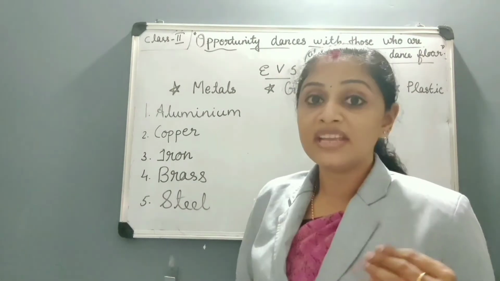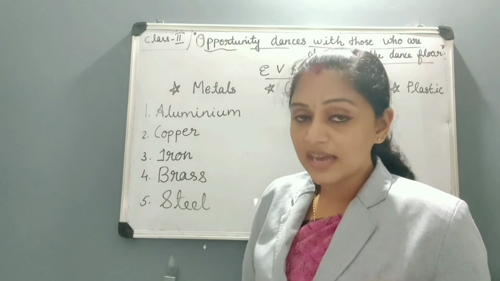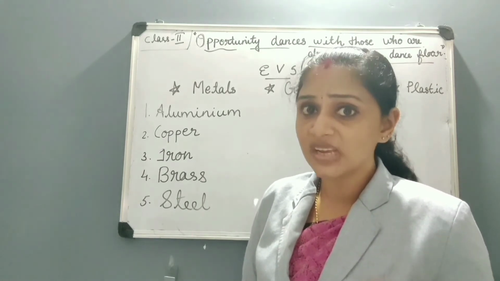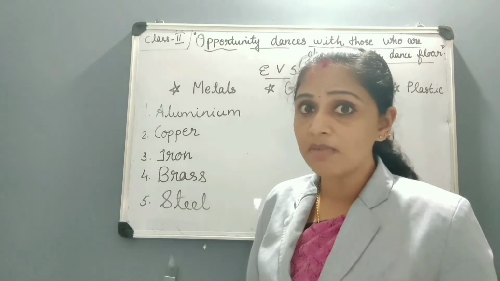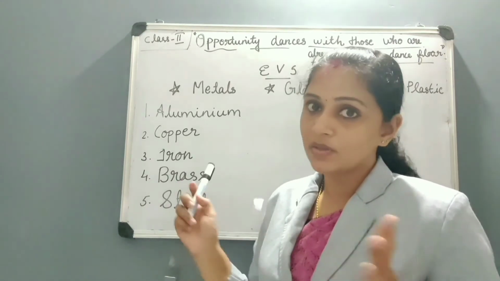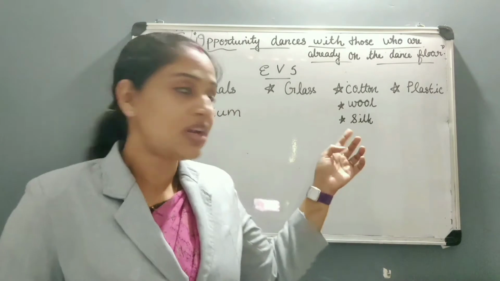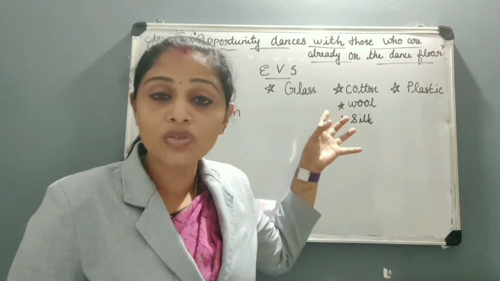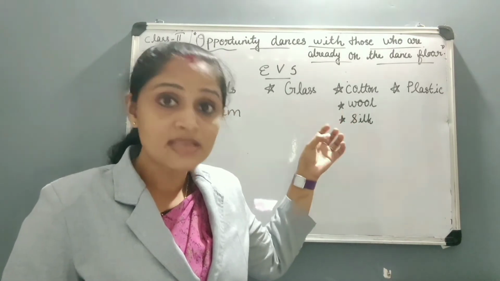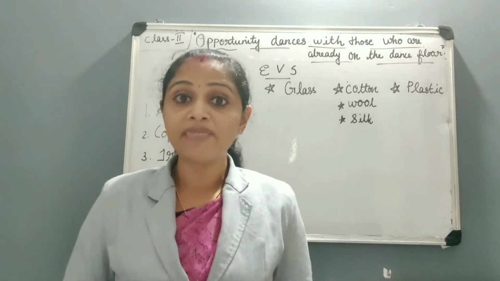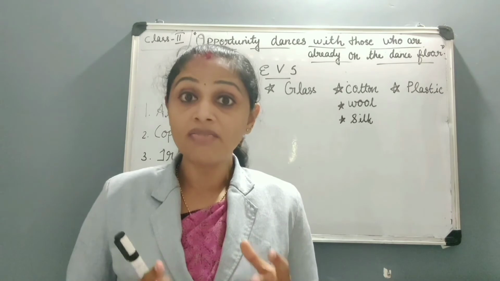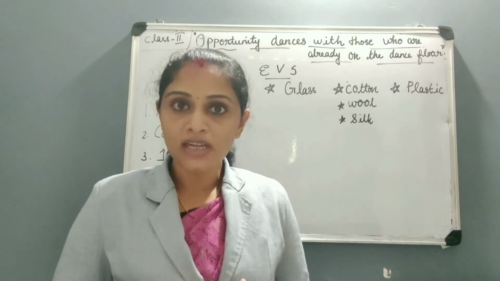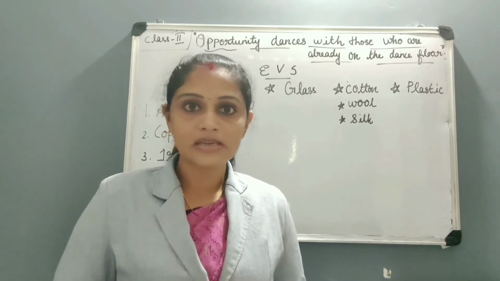Okay children, we get metals from the earth. Aluminium, copper, iron, brass, steel are some examples for metals. Next we are going to learn about glass. Glass is also a material. It is used for making many things, and this glass is made from sand in the factories. Glass is used for making bottles, drinking glasses, etc.